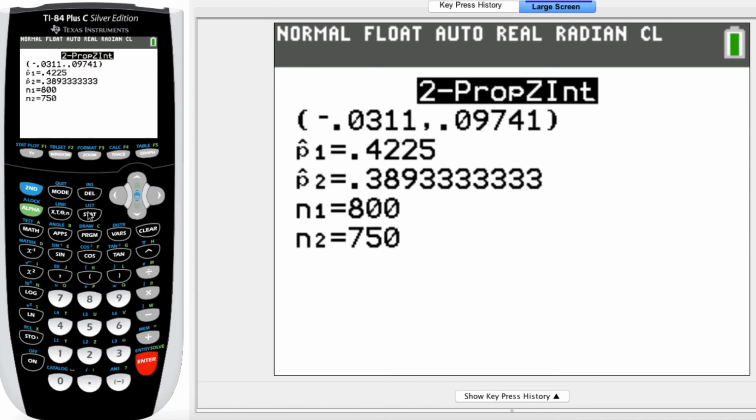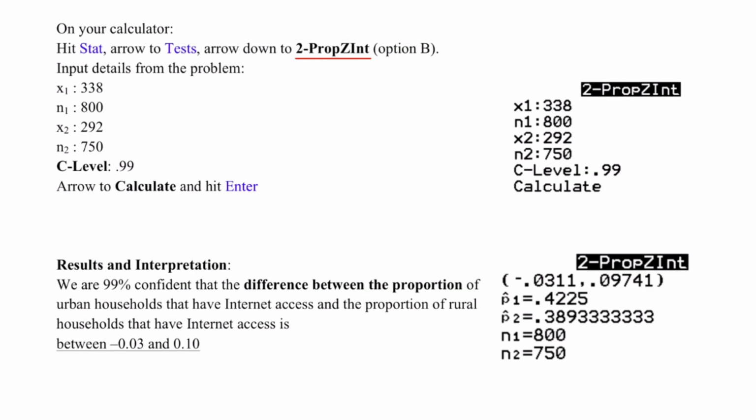Hitting enter on calculate, our calculator gives us our confidence interval, our lower bound of negative 0.0311 and our upper bound of 0.0974. Notice again they give us p-hat1 and p-hat2, so again the calculator function gives us the values we needed for our formula, with the exception of our z sub alpha over 2. Heading back over to the notes, just tying in our calculator to our results and interpretation like we stated previously. We found the difference in proportions to be between negative 0.03 and 0.10 if we just round to 2 decimal places. And we're all set with confidence intervals and hypothesis tests on our calculator for 2 population proportions.